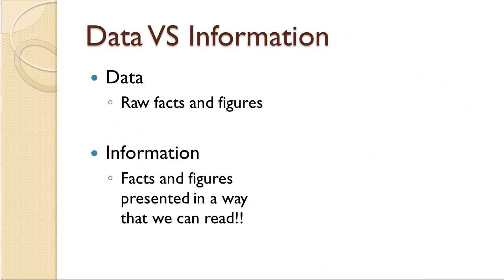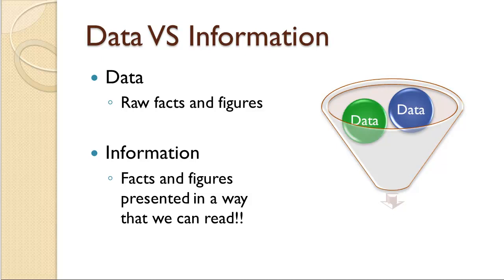So in summary, data is raw facts and figures, and information is when those raw facts and figures are filtered, searched, and sorted and presented in a way that makes sense to us. Now that we've established the difference between data and information, we can start to look at how databases can be used to store and organize data and present information.